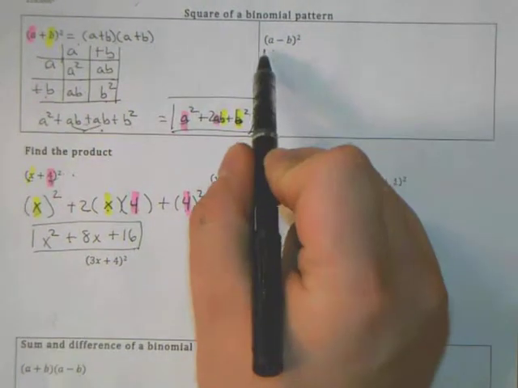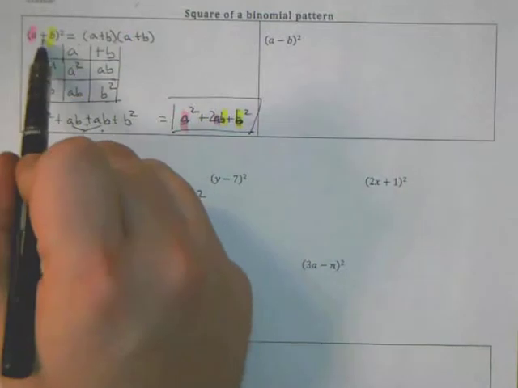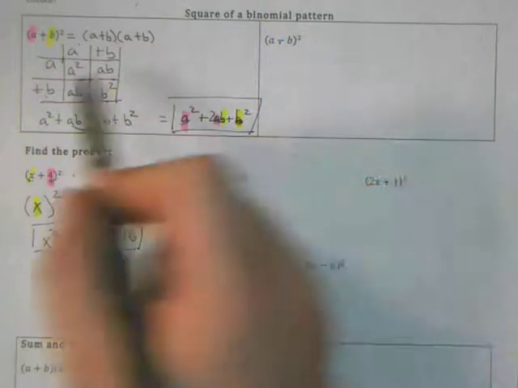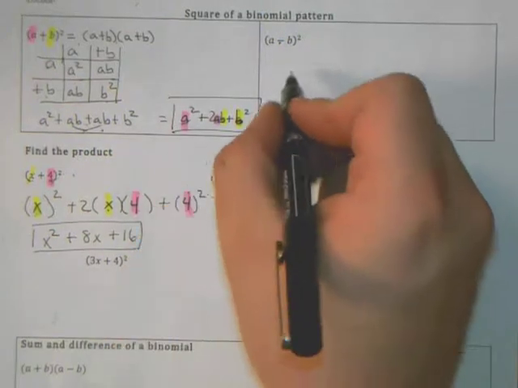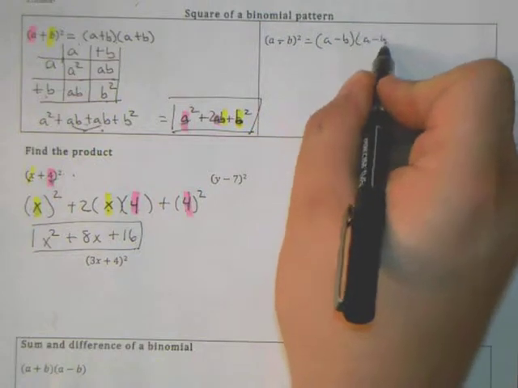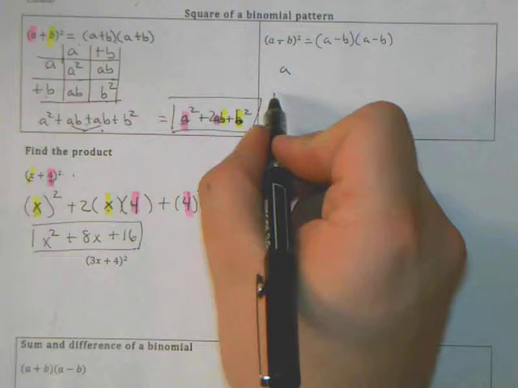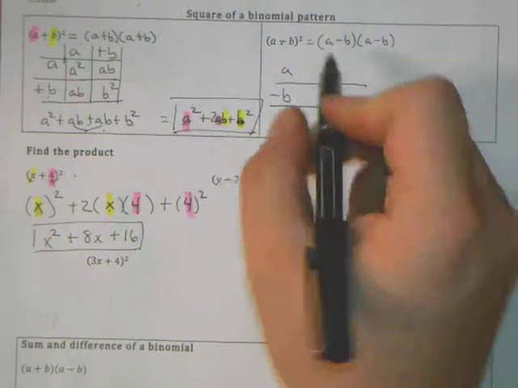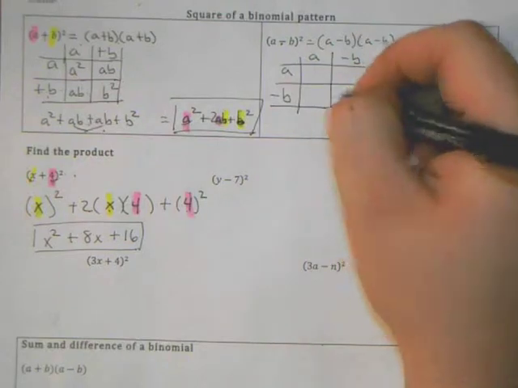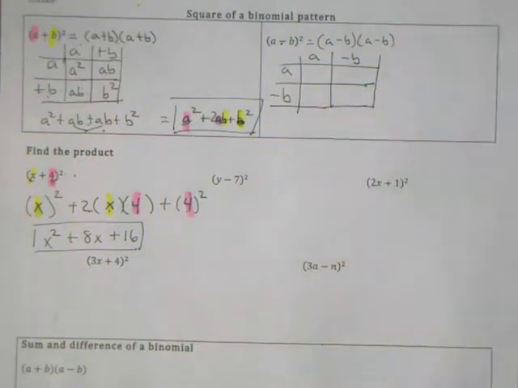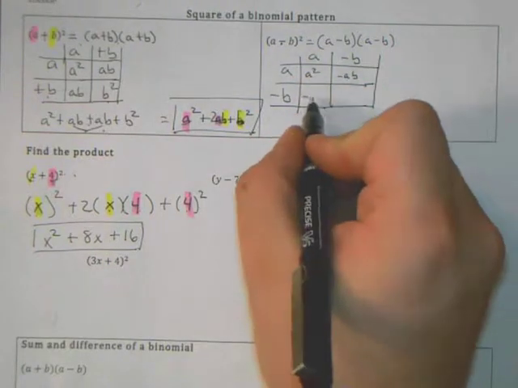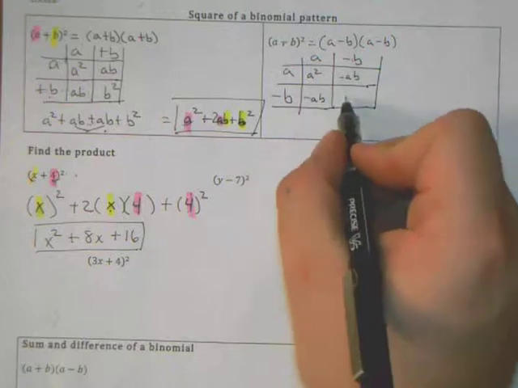Its partner, the complement to this, is what if I change the middle addition sign to a subtraction sign? If you do that, I claim that the pattern itself doesn't change terribly. And if we want to write it out, you could say a minus b times a minus b. If we use our table again, and you multiply them out, you get an a squared again. You get a minus ab, another minus ab. Minus times a negative is a positive.